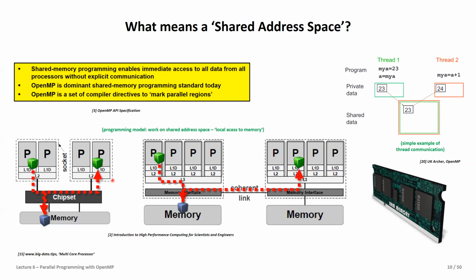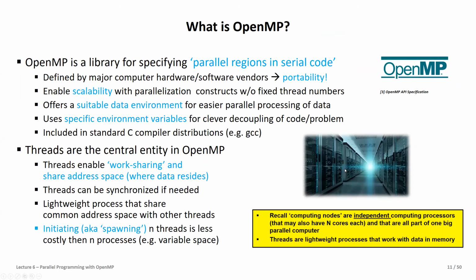If there's CC-NUMA or you have UMA, in the end, you're limited to the amount of memory that you have on both of these sides. And going off the node would require you to do MPI. And that's what people are actually doing in hybrid communication, but this is something for later.